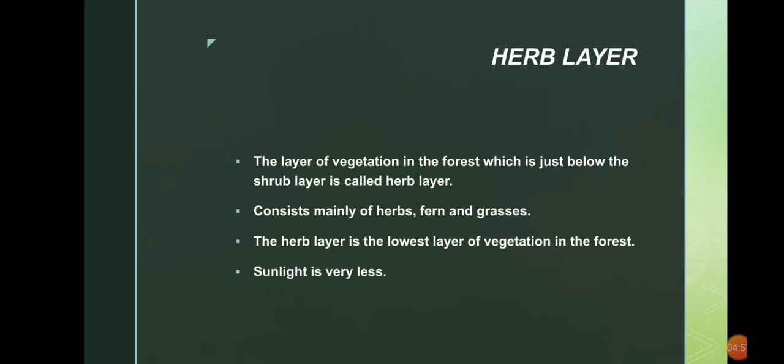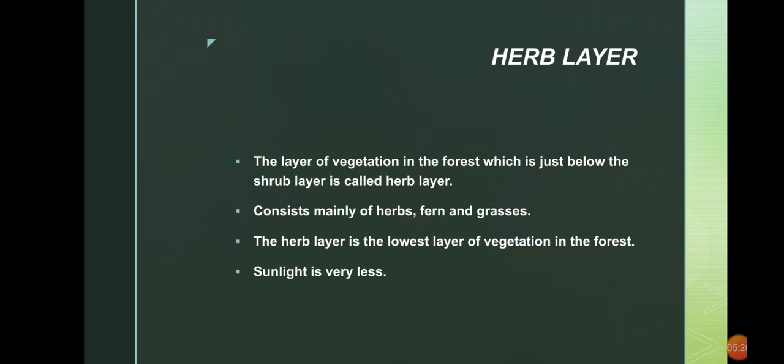Now, the layer of vegetation in the forest which is just below the shrub layer is called the herb layer. This herb layer consists mainly of herbs, ferns and grasses. It is the lowest layer of vegetation in the forest. It ranges from the forest floor to about 1 meter in height. As you all know, they are very tiny plants. Their stems are very weak. Thus, herbs form the lowest layer of the forest.